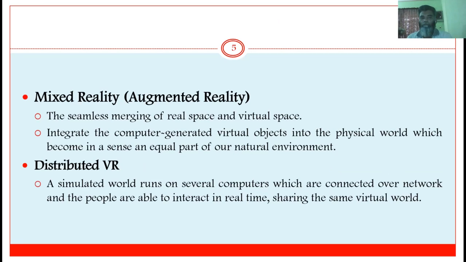Then comes mixed reality or augmented reality, the seamless merging of real space and virtual space. So it is a mix of real and virtual. It integrates computer-generated virtual objects into the physical world, which becomes, in a sense, an equal part of our natural environment. And then comes distributed VR. It's a simulated world that runs on several computers connected over a network, and people are able to interact in real time, sharing the same virtual world.